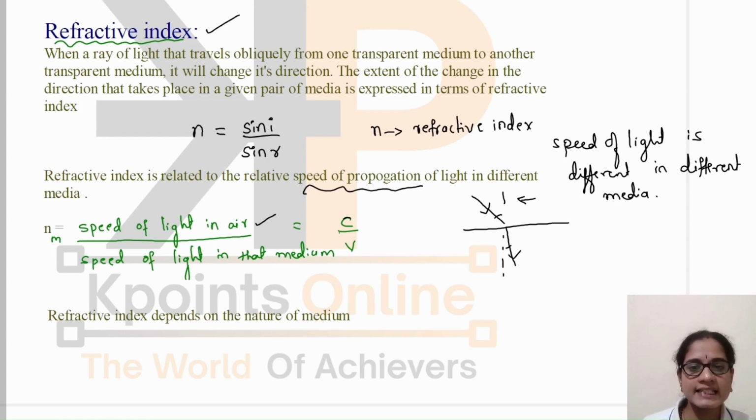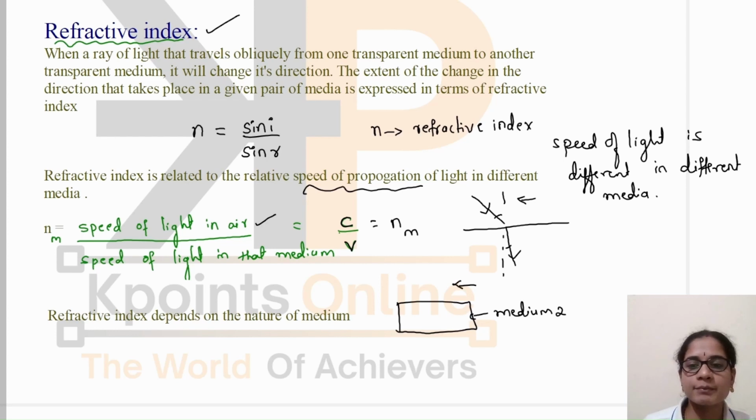Here c means the speed of light in air, and the speed of light in that medium is v. This gives the refractive index of the medium. You can take any two media and calculate the refractive index once you know the speed of light in those two media. For example, this is one medium, medium 2.